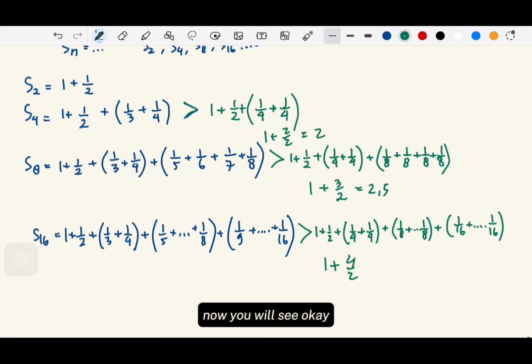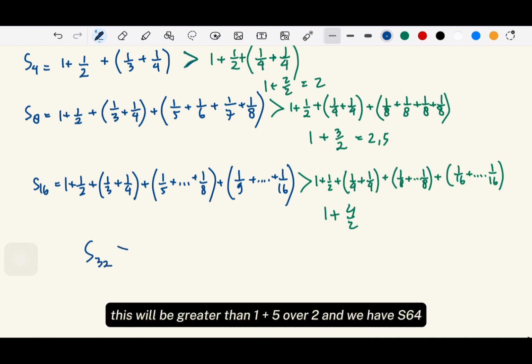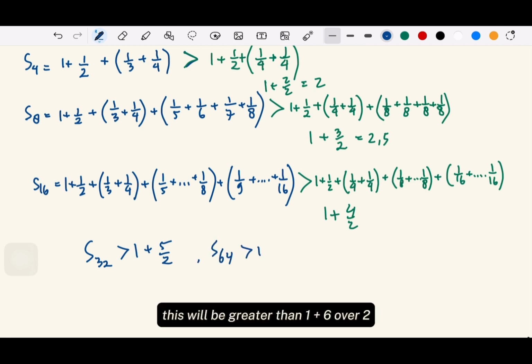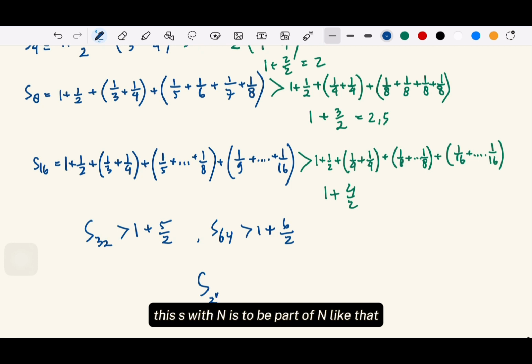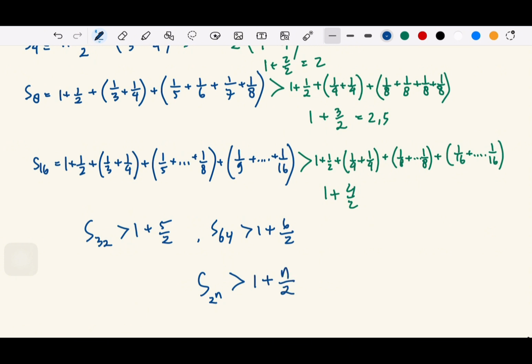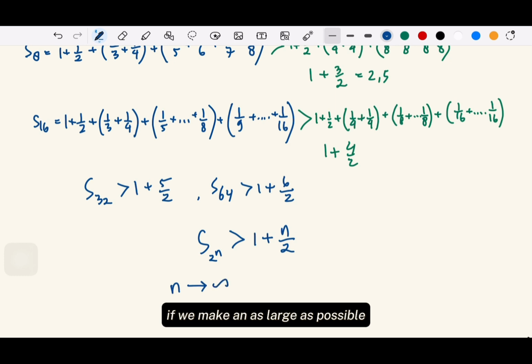Now you will see that when we have, let's say, S32, this will be greater than 1 plus 5 over 2. When we have S64, this will be greater than 1 plus 6 over 2. So in general, S with index 2 to the power of n is always greater than 1 plus n over 2. So if we make n as large as possible, if we just focus on the right side, this will go to infinity, and this S is always greater than this, which means Sn will diverge.